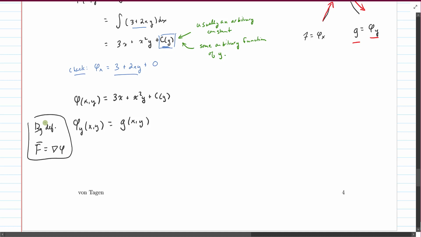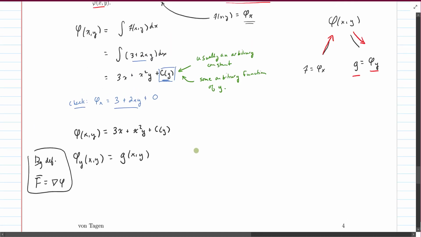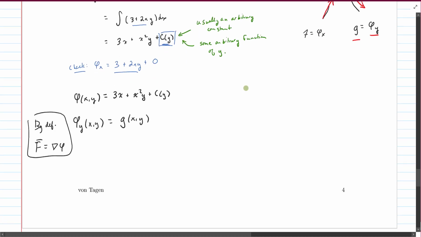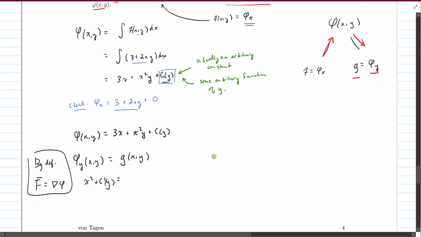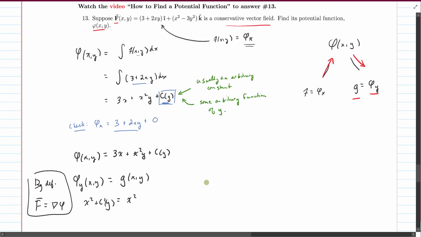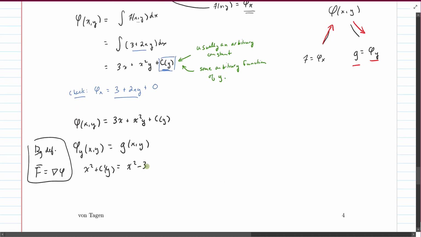So if I take the partial derivative of my answer that I got by originally integrating my first coordinate function, if I take the partial derivative of that with respect to the second variable, what we end up with is x squared plus c prime of y on the left-hand side, and on the right-hand side we've got our x squared minus 3y squared.